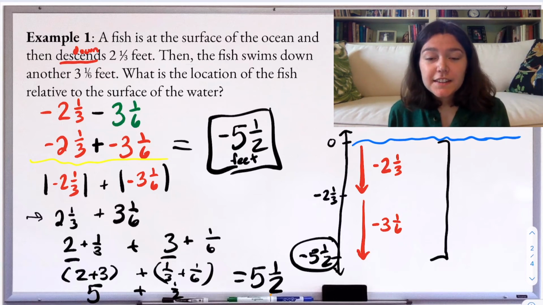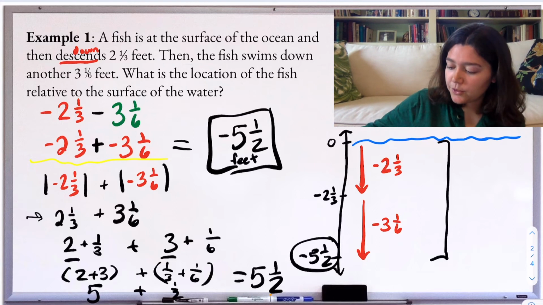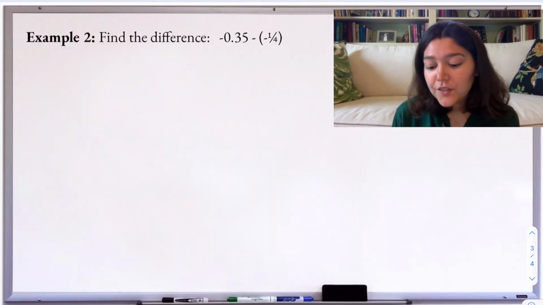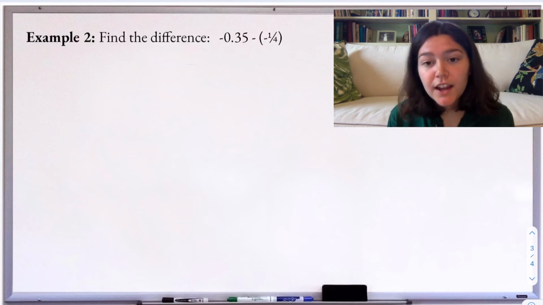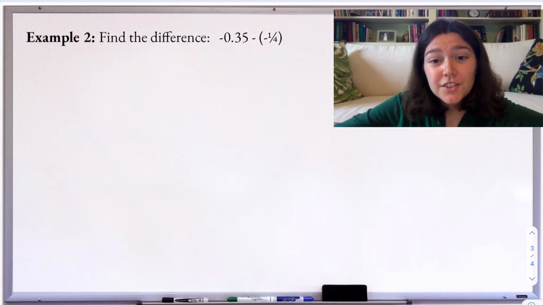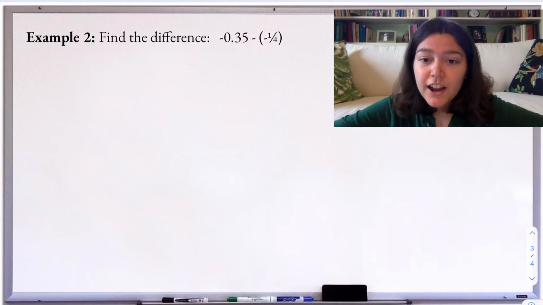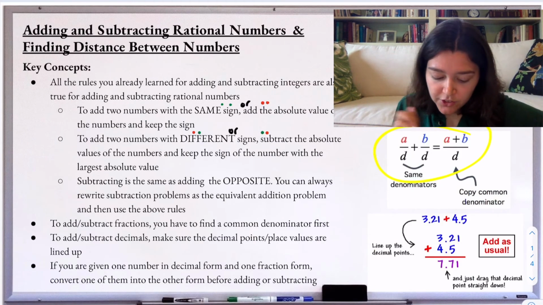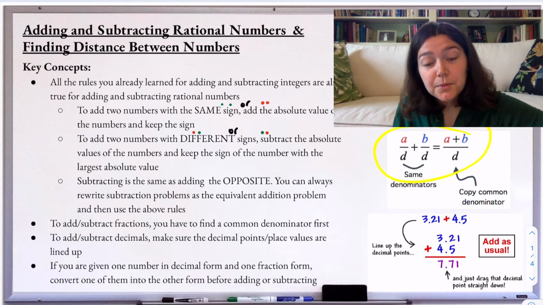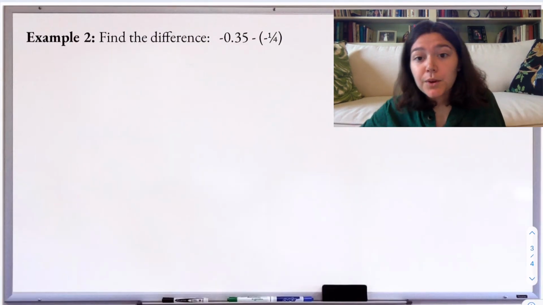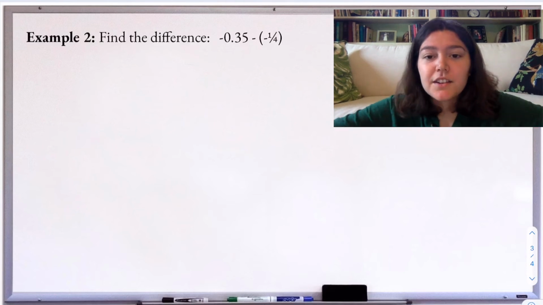All right, so let's look at example 2, which is not a word problem, which I'm sure might be nice for you. We're going to find the difference of negative 0.35, or 35 hundredths, minus negative 1/4. So this is complicated because we have one fraction and one decimal that we're subtracting. However, like I say on my first page, if you're given one number in decimal form and one number in fraction form, you're just going to want to convert one of them to the other form and then do the work.